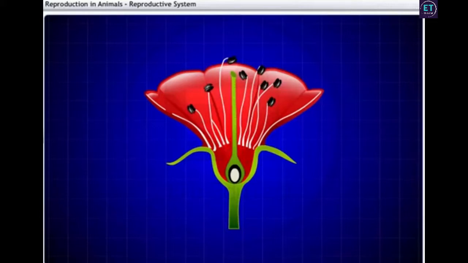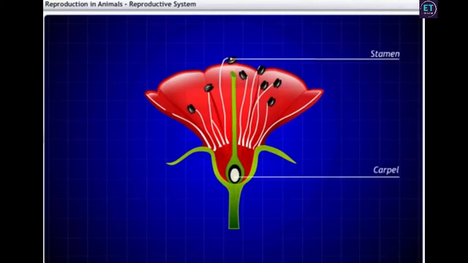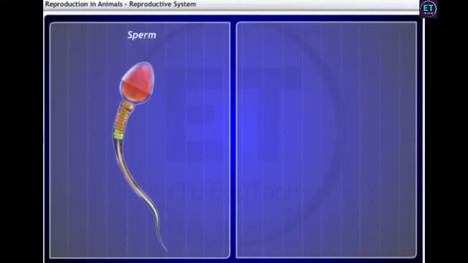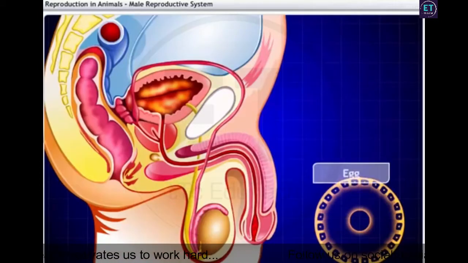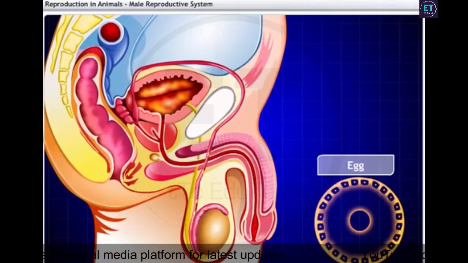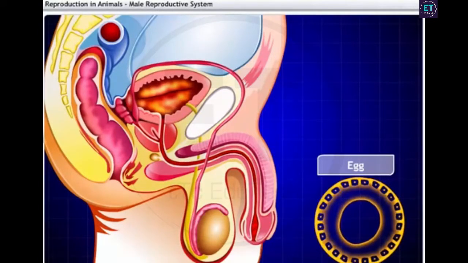But for that, presence of a male reproductive system and a female reproductive system, similar to the stamen and the carpel in flowering plants, is necessary. The sperm forms a part of the male reproductive system, while the egg forms a part of the female reproductive system. The male reproductive system consists of sections that produce germ cells like sperm, while other sections take up the task of delivering them to the site of fertilization.